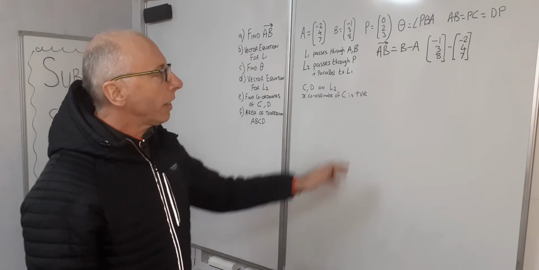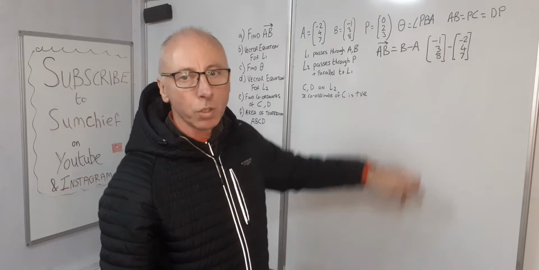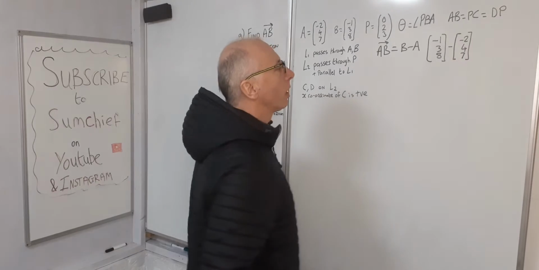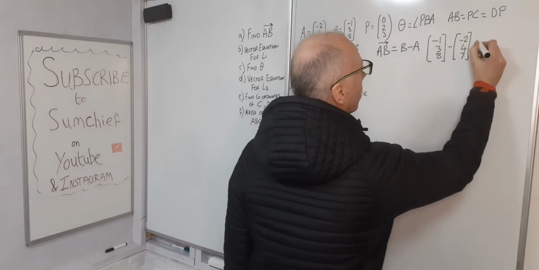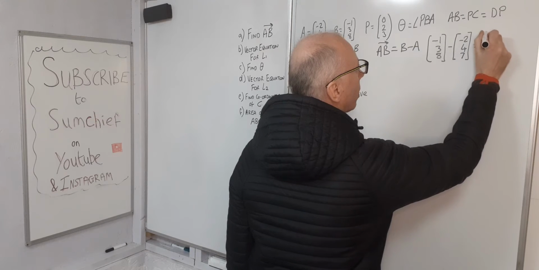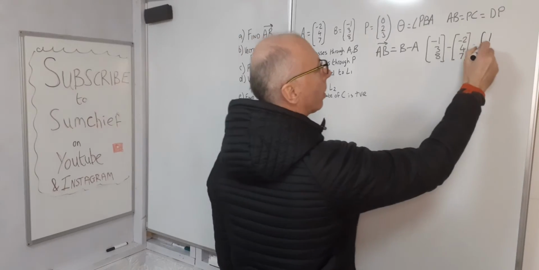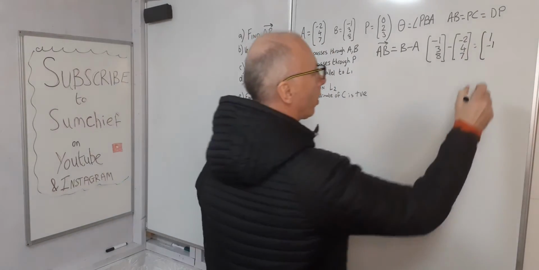Okay, right, now it's just simple mathematics. So we've got the X, the Y and the Z. We just do the subtraction, see where we end up. -1 minus -2 gives us +1. So we've got a 1. 3 minus 4 is -1. And 8 minus 7 is +1.